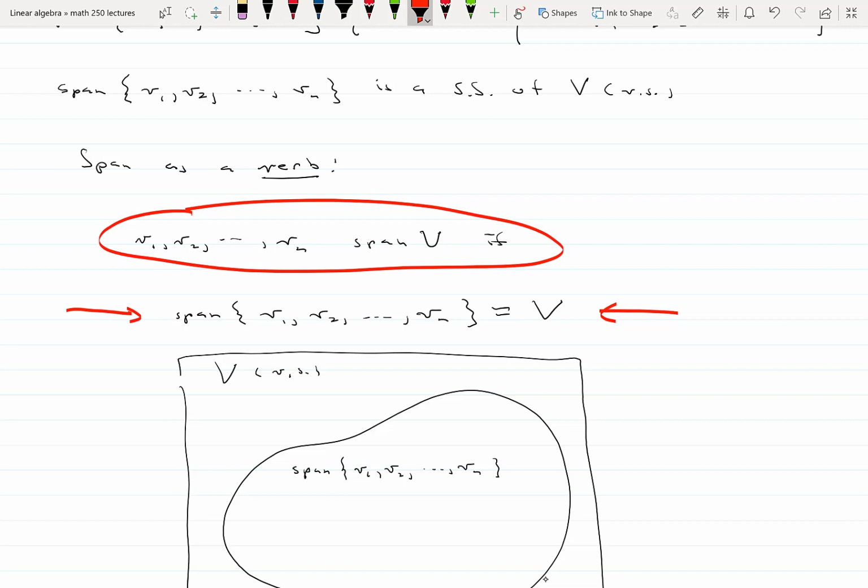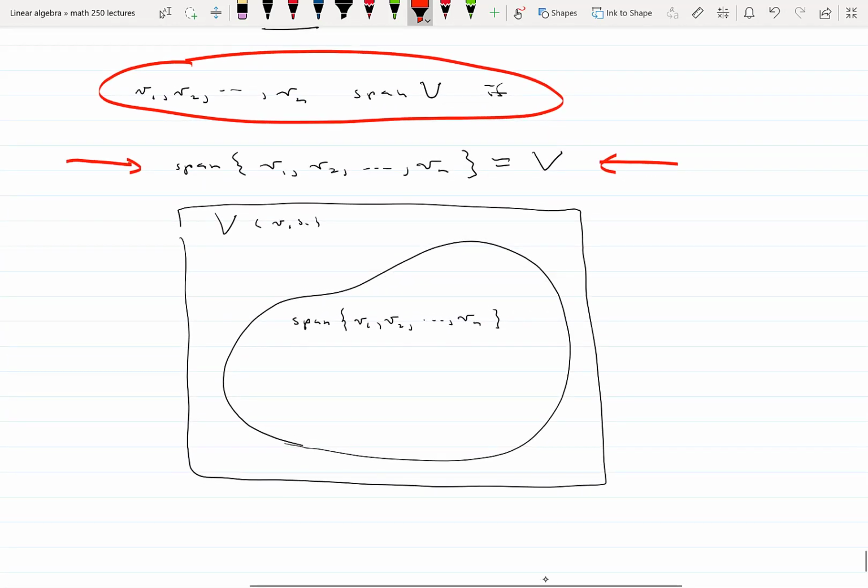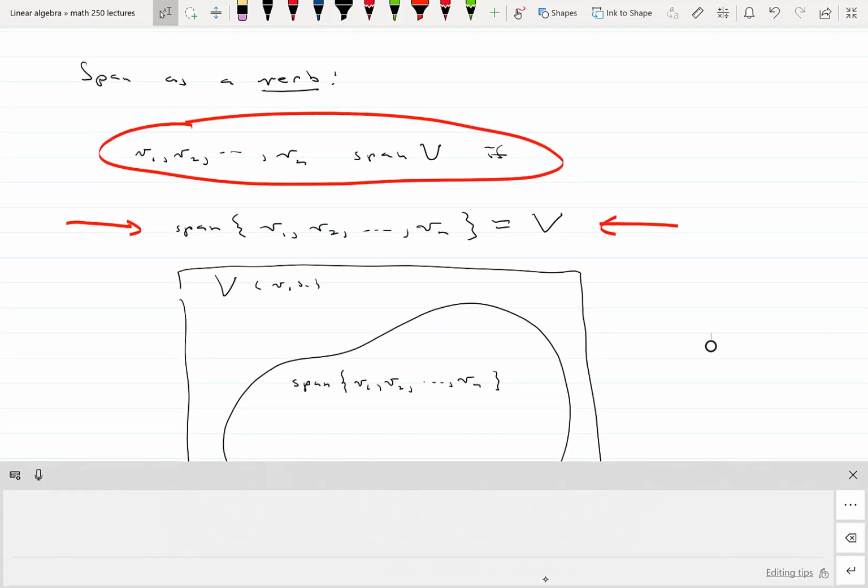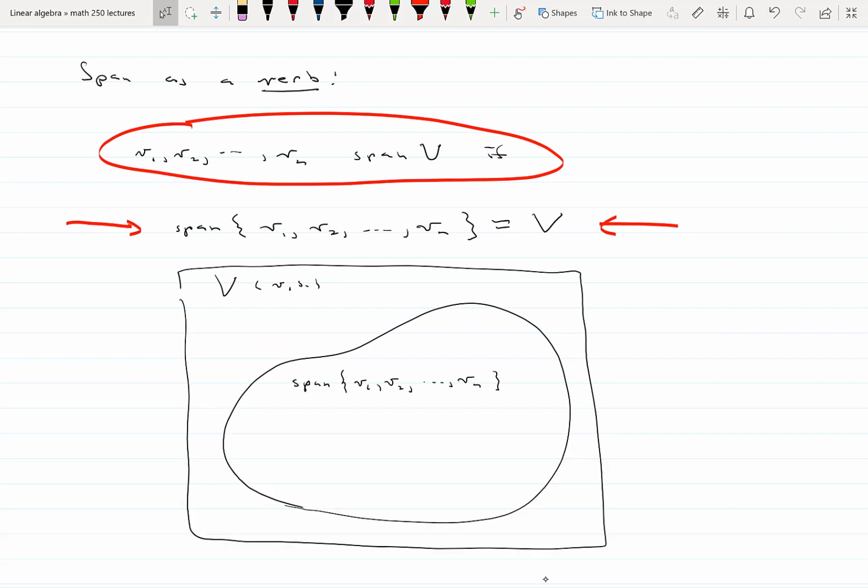Okay, so again, the span of a set of vectors, v1 to vn, is a subspace. Generally, that's a noun, a subspace, that little blob, that little puddle that I have in the vector space. But if that span happens to cover the whole vector space, if the puddle covers the entire vector space V, then we say that those n vectors span the vector space.